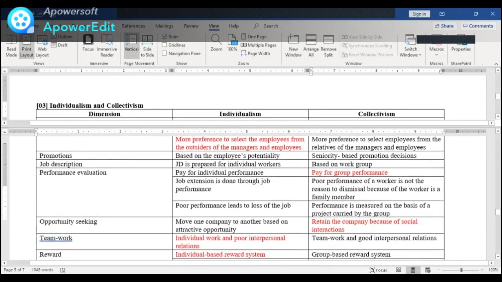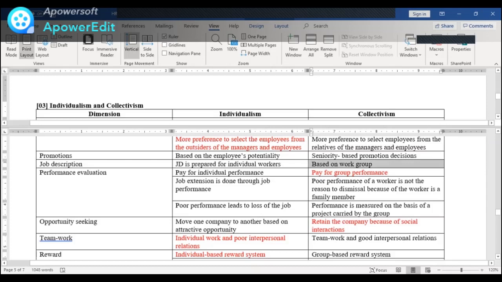Then promotion. In individualistic culture, promotion is based on the employee potentiality. However, in collectivistic culture, promotion is based on seniority. Then job description. In individualistic culture, JD is prepared for individual workers. However, JD is prepared for group workers under collectivistic culture.